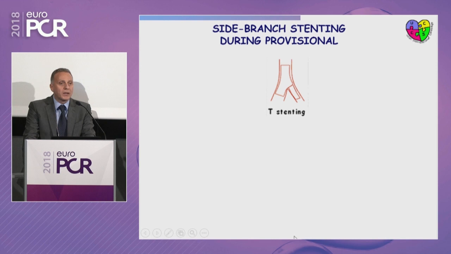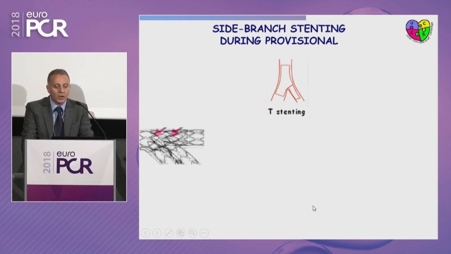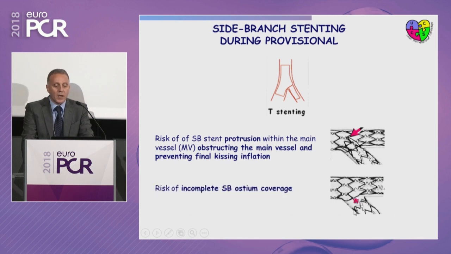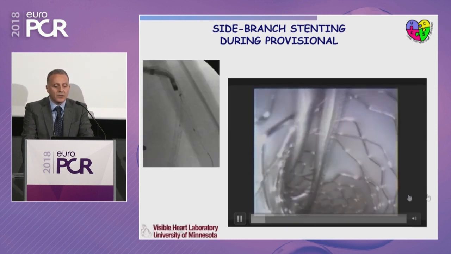Another important part of the problem is the fact that provisional is something that may require a second stent to fix all the lesions. And we know that this stenting has the limitation of having the risk to protrude too much inside the main vessel, if we are not precise, or to miss the ostium. This is the pitfall which happens more often, because we don't want to have this problem. And this is what happens.